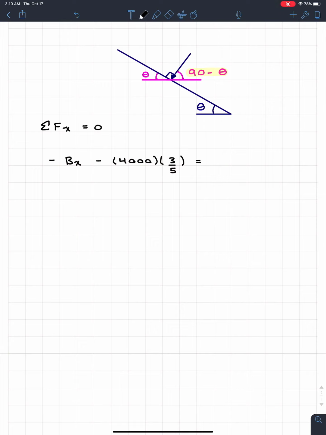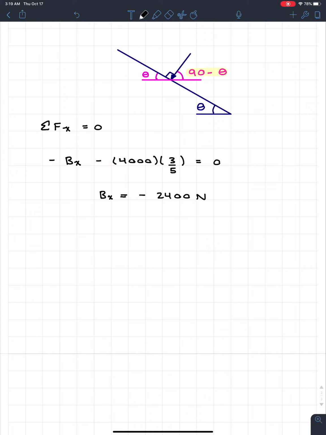And we all know that this is all equal to 0. So when I solve, I'm going to get Bx is equal to, and it's going to be a negative, and what I get is negative 2,400. And this, of course, would be newtons.